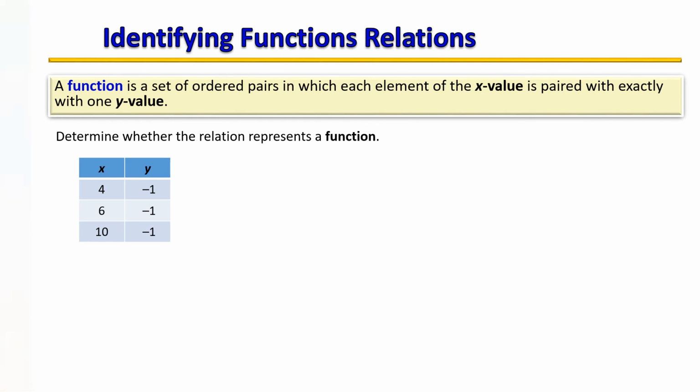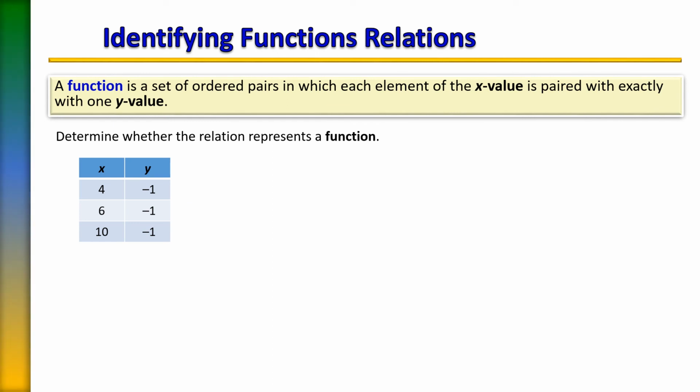Here is a relation in the form of a table of values, and we want to determine whether it is or is not a function. Again, very easy to determine. All we have to do is take a look at our x values. It has nothing to do with y values. It is perfectly fine that they are the same.